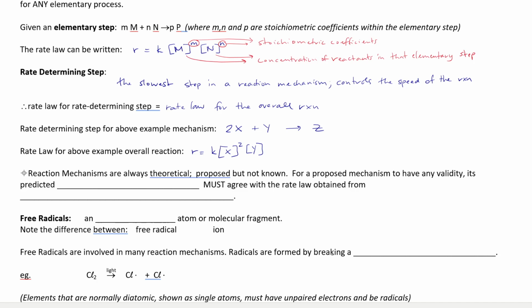Reaction mechanisms are always theoretical. They are proposed but not known. For a proposed mechanism to have any validity, its predicted rate law must agree with the rate law obtained from experiments. So in the next lesson, we're going to look at data from experiments, get rate laws from that data, and then from there be able to propose a reaction mechanism or a rate law for the reaction mechanism.